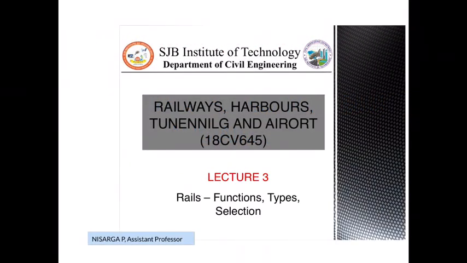Hello students, in this session let us continue the discussion with respect to the rails. We'll be studying what the functions of the rails are, what the requirements are, the types, and how we select the length and weight of the rail section in the present session.